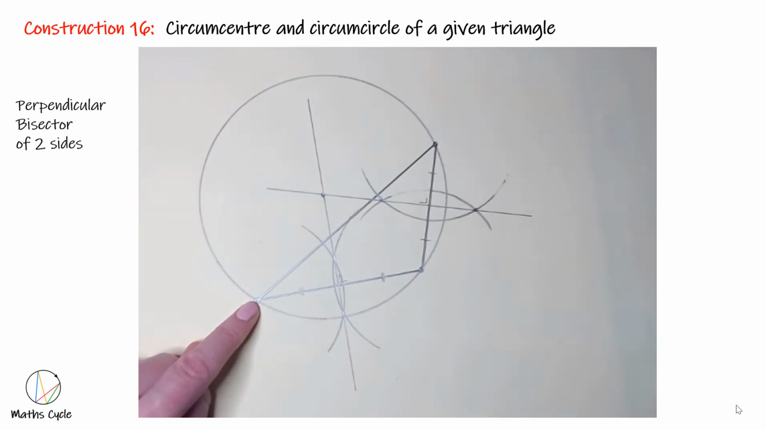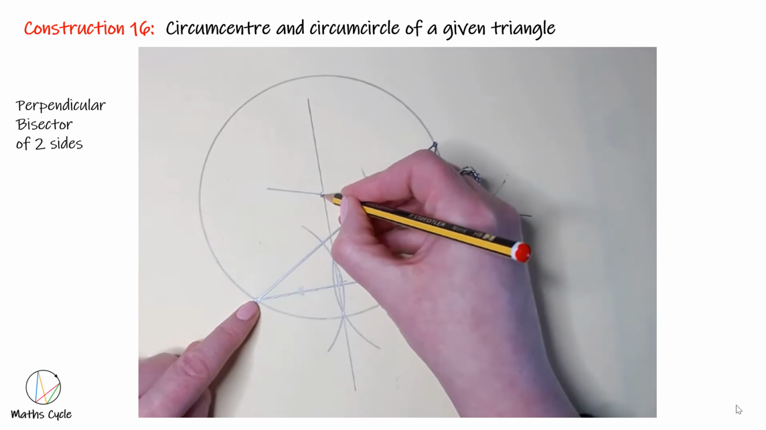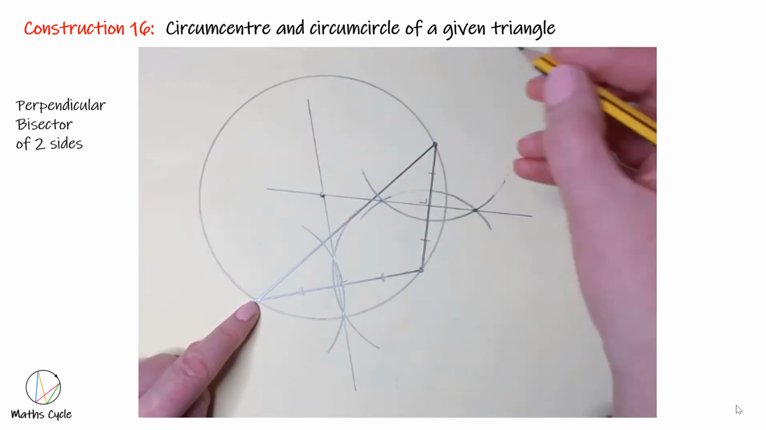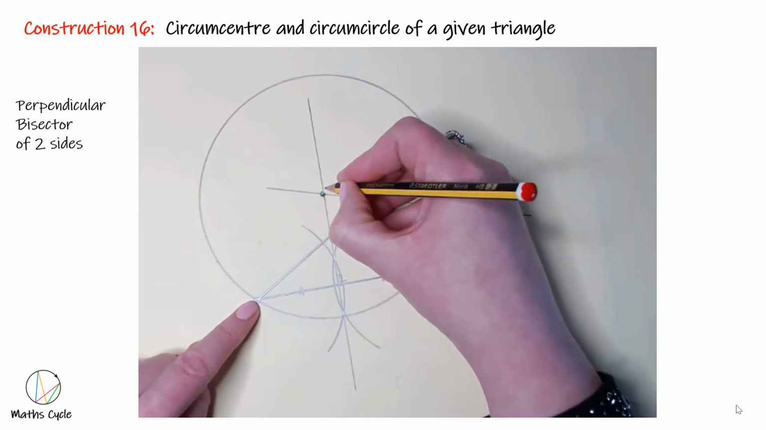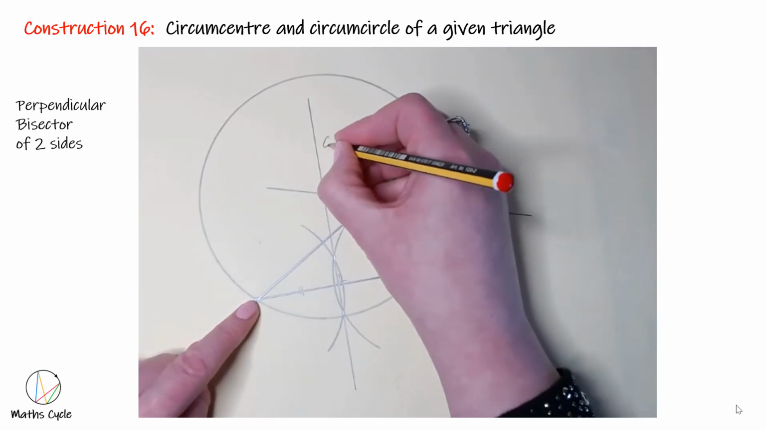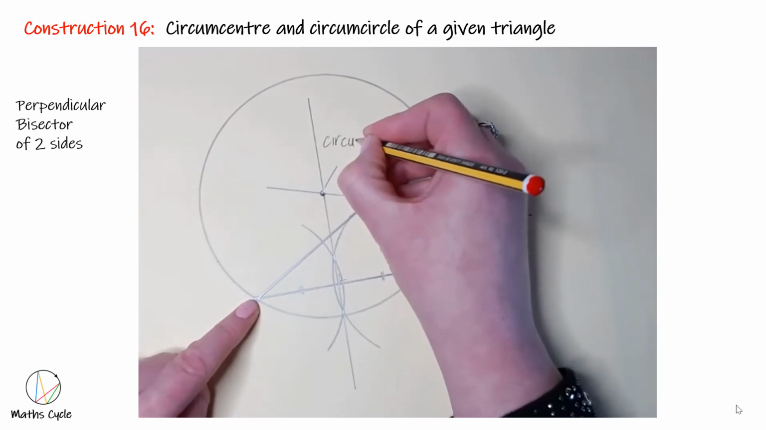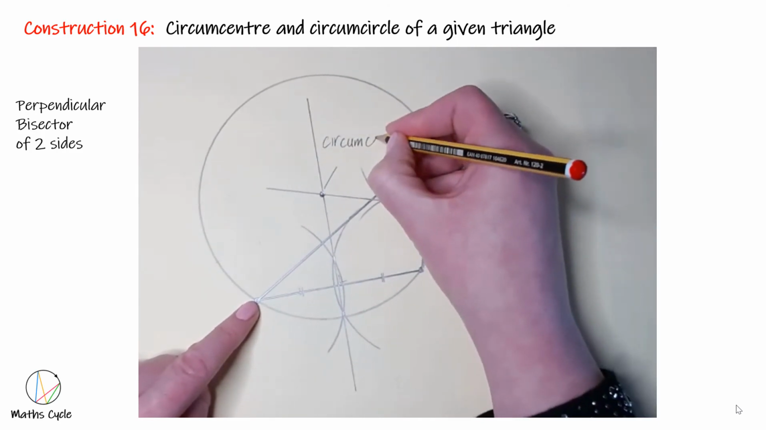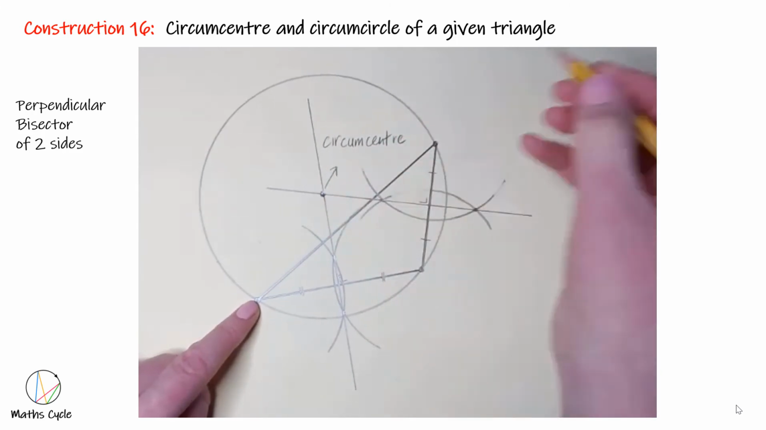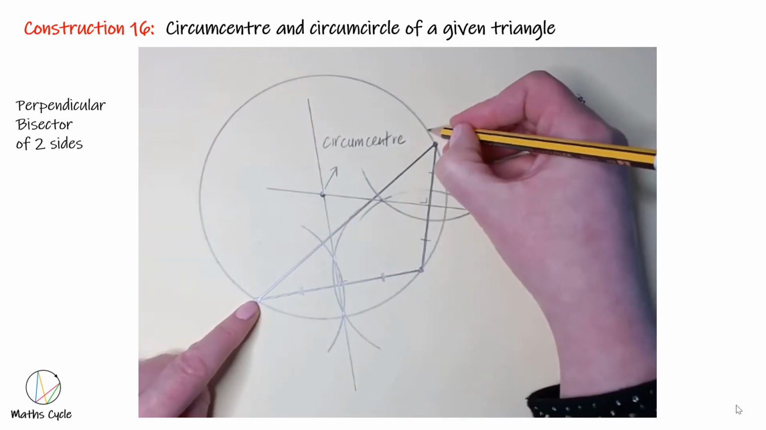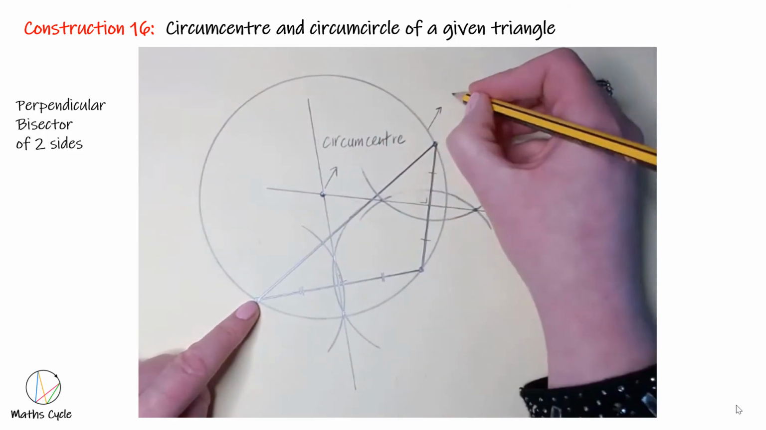And then this point here is called the circumcenter. Okay, so this is called the circumcenter. And then this is called the circumcircle.